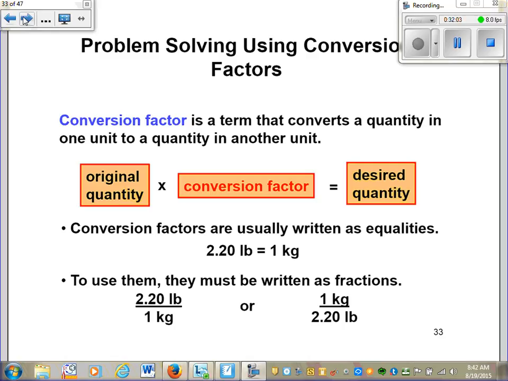Now we're going to move into doing conversions. Problem solving using conversion factors. What is a conversion factor? It's a term that converts a quantity of one unit to a quantity in another unit. Conversion factors are usually written as equalities. 2.20 pounds is 1 kilogram. So that's an equality. We can then change that equality to a ratio or a fraction. We can say 2.2 pounds per kilogram, or the reciprocal, 1 kilogram per 2.2 pounds.